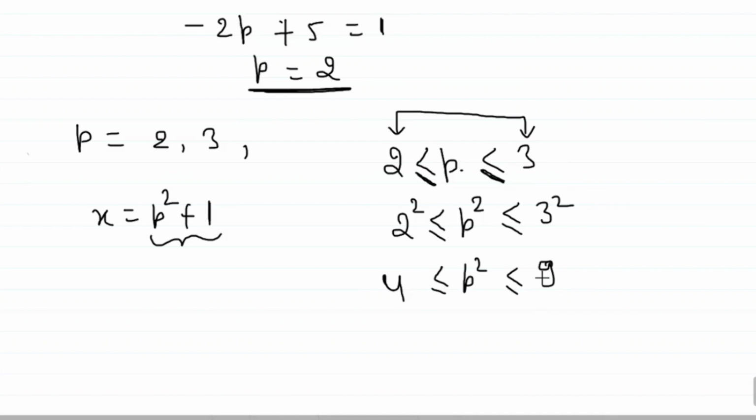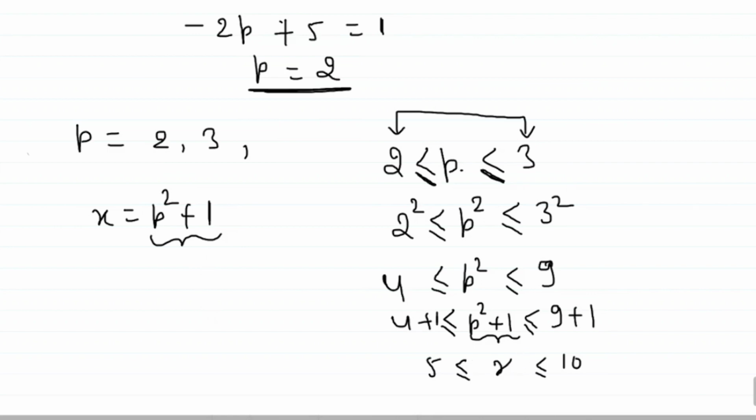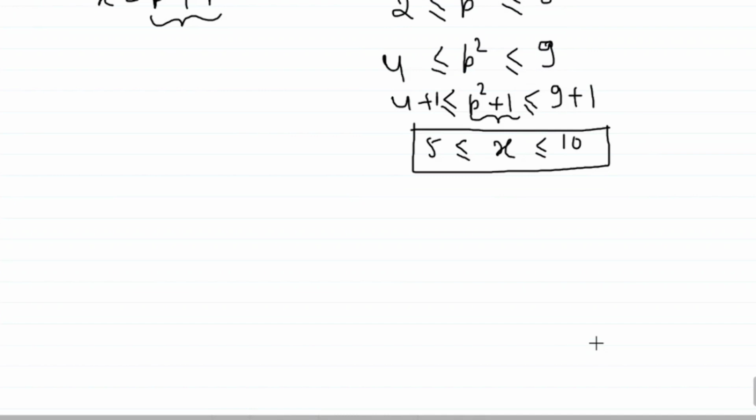Now we have to construct p squared plus 1, so I will add 1 everywhere. So p squared plus 1 lies between 4 plus 1 and 9 plus 1. It means that p squared plus 1 lies between 5 and 10. Clear? The value of p squared plus 1 lies between 5 and 10. But what is p squared plus 1? It is x. So this is our final solution, meaning x lies between 5 and 10, including 5 and 10.